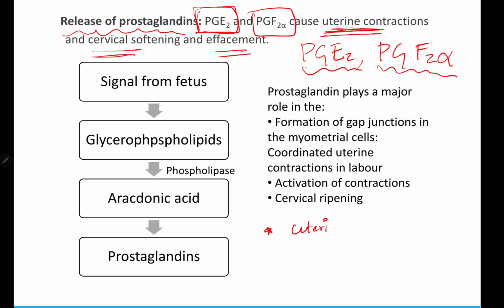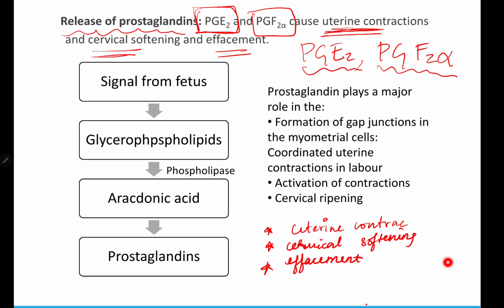So prostaglandin E2 and F2 alpha will cause uterine contractions, cervical softening, and number 3 is effacement. So these are the 3 points: uterine contraction, cervical softening, and effacement.